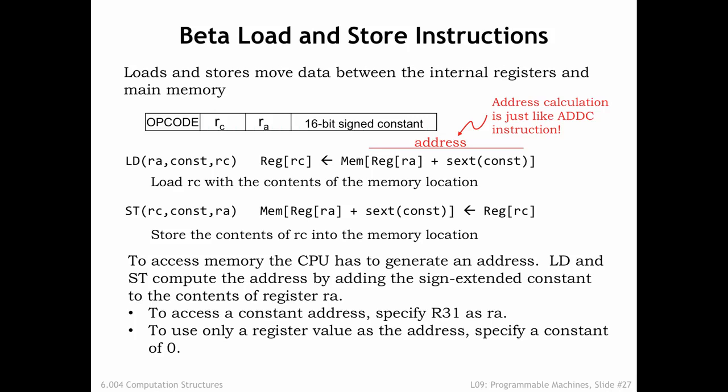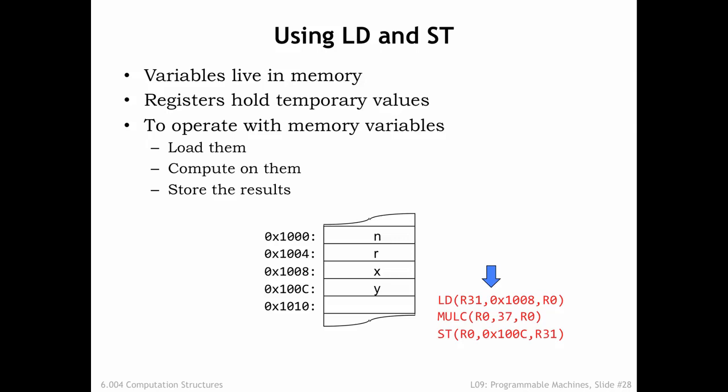Here's the example we saw earlier, where we needed to load the value of the variable x from memory, multiply it by 37, and write the result back to the memory location that holds the value of the variable y. Now that we have actual beta instructions, we've expressed the computation as a sequence of 3 instructions.